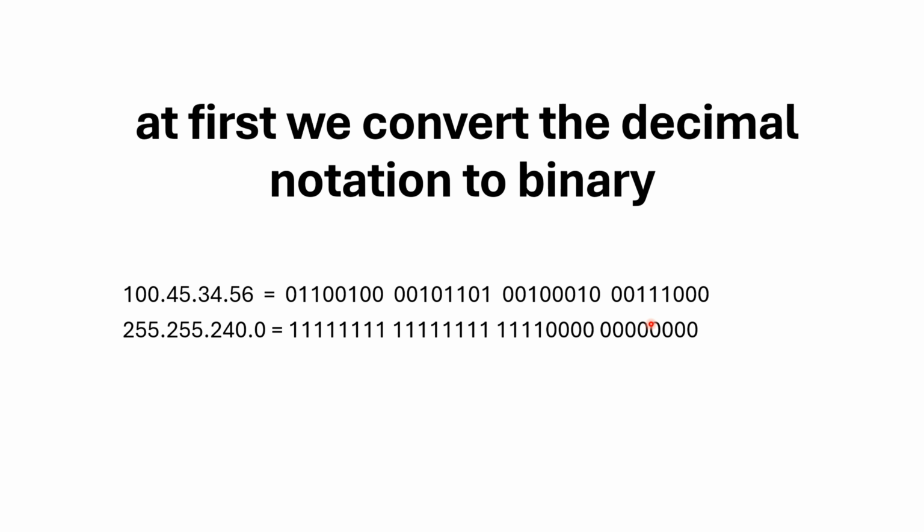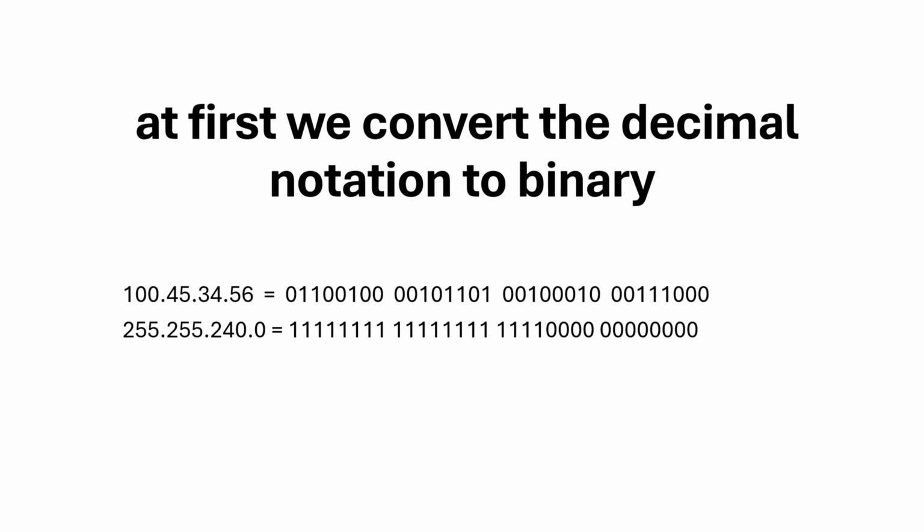At first, we must be able to change the decimal notation of an IP address to binary notation. If you need to know, write in the comments. I will create another video on how to change decimal notation to binary notation. We will convert both the IP address and subnet mask to binary notation. At the second level, you should know how to do an AND operation.